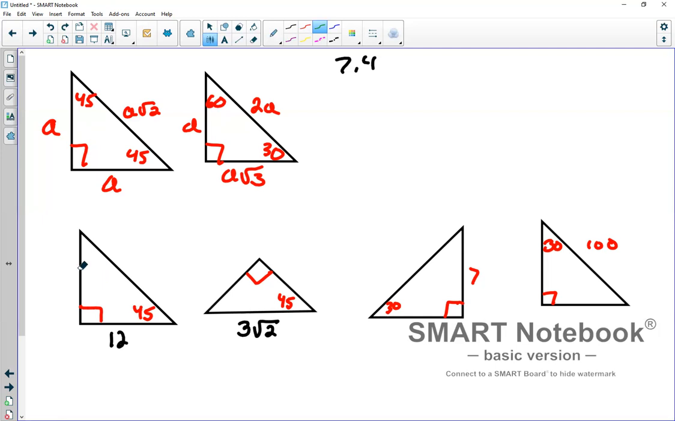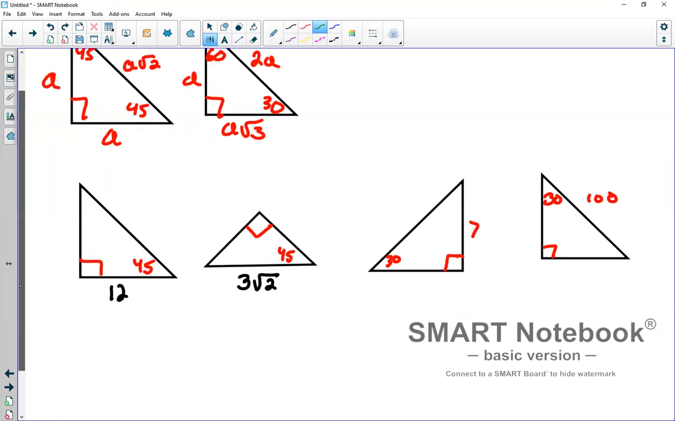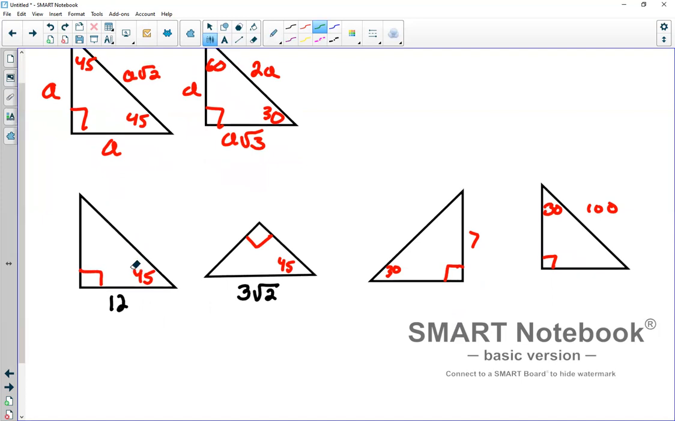All right, let's look at the first one down here. This is a 45-degree angle. With that in mind, you could fill in the other angle, which must be 45.